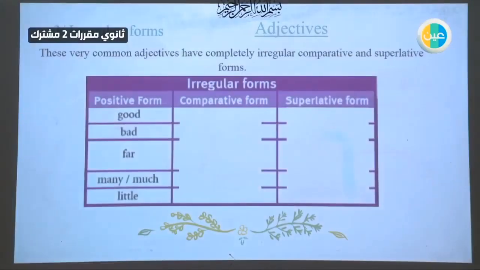Okay? Now, the third type of adjectives or forms, they are called irregular. What does it mean? It means they don't follow the same rules. You cannot use er or, for example, est, or you use, for example, more or most. You have to change some of the forms. Of course, you know most of them: good, bad, far, many, much, and little.